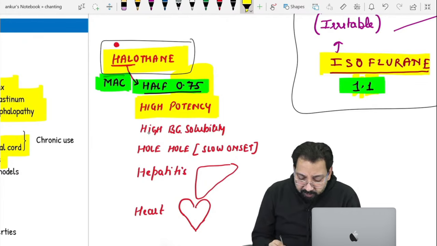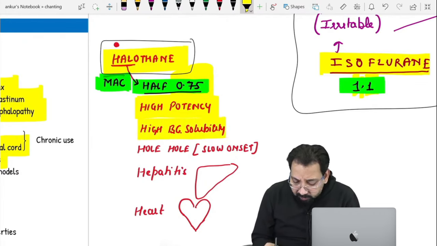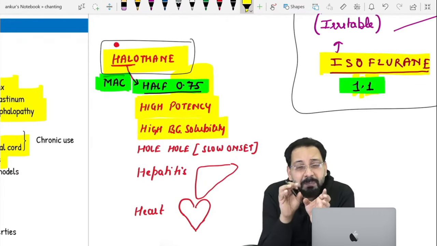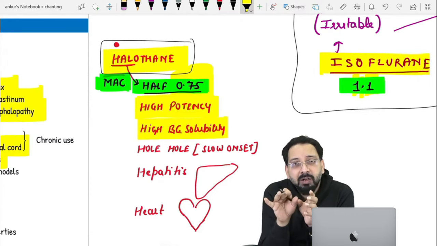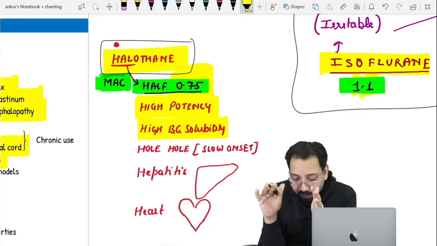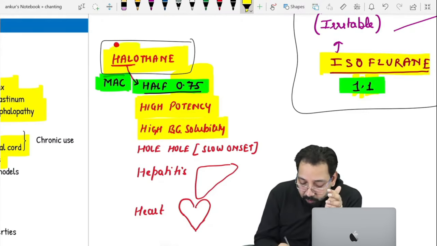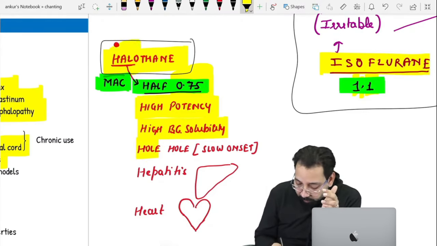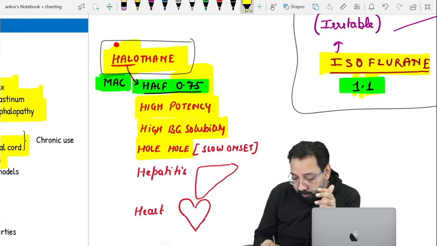Now, let me discuss one by one. Halothane has high blood gas solubility, so it remains in blood and induces anesthesia slowly. Slow onset.